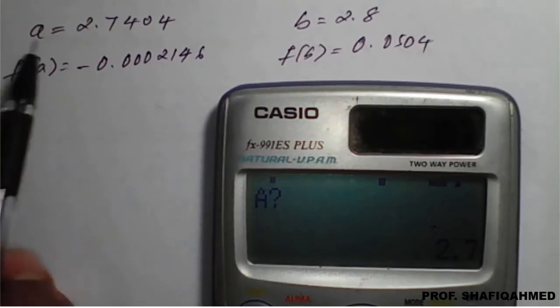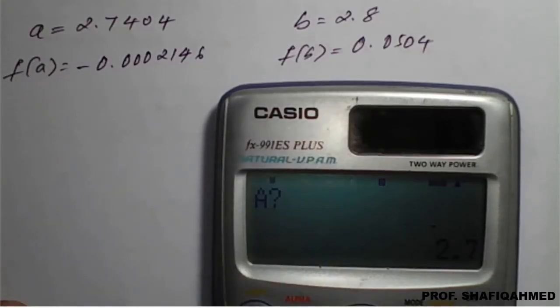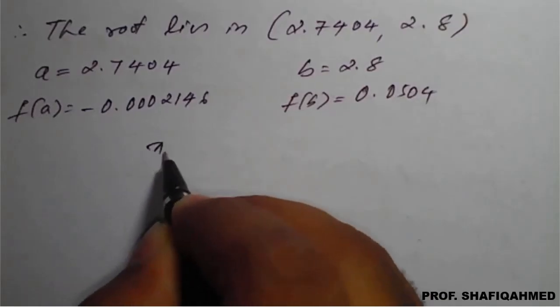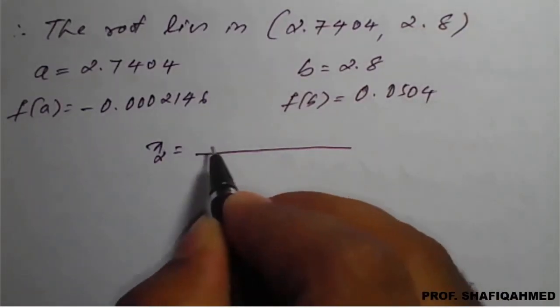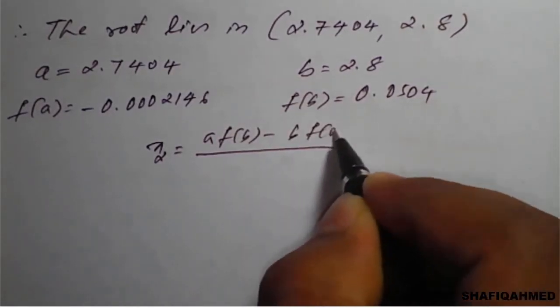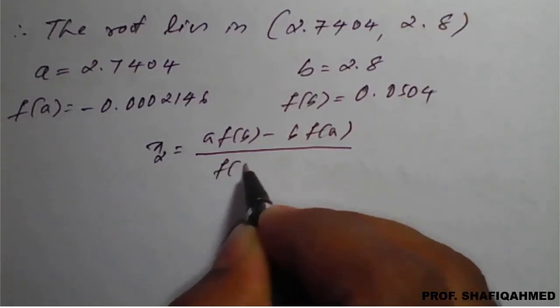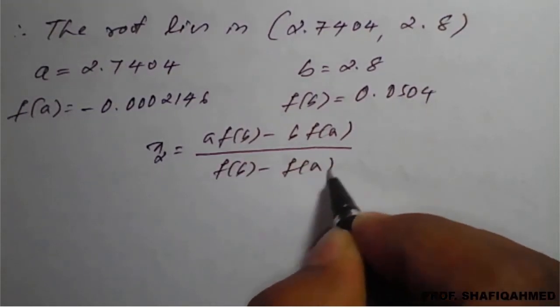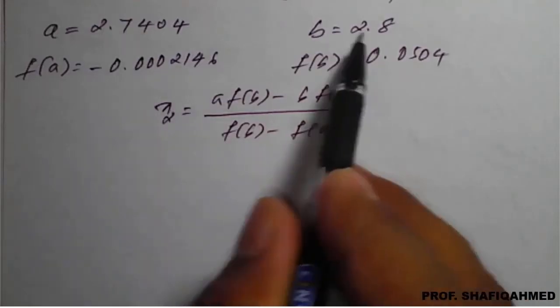A value is 2.7, b value is 2.8, we need to apply. So I'll write the x2 formula. x2 is equal to a f of b minus b f of a divided by f of b minus f of a. I'm not substituting the values, we can go directly here by referring to these values.